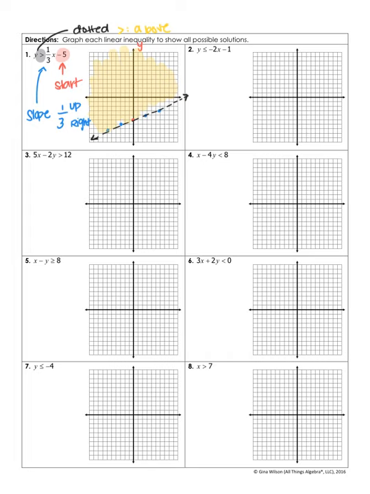All right, go ahead and try number 2 on your own. Remember to start with your y-intercept and move your slope.